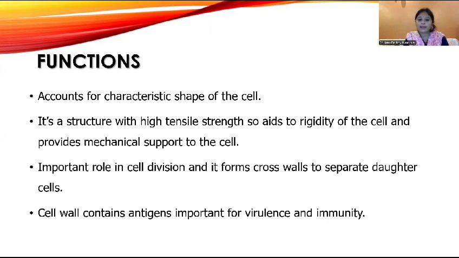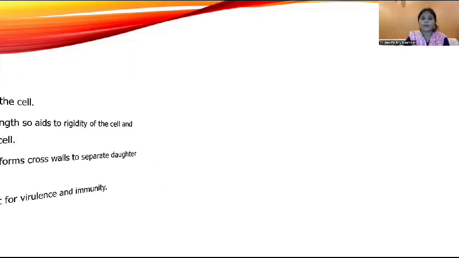Cell wall contains antigens important for virulence and immunity. This is a very important function of cell wall for protection of the bacterial cell in so many aspects: shape, strength, barrier, separation of daughter cells, that is new cell formation or cell division, and virulence and immunity.